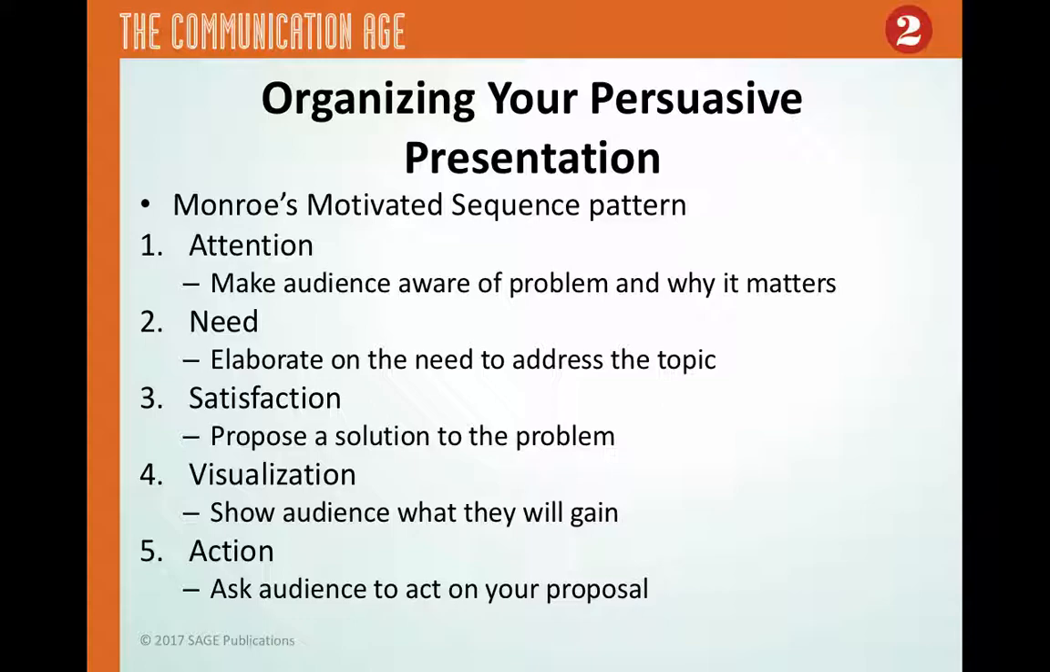So to go over the body one more time, you've got your need, main point 1. This is a problem. This is why it's a problem. Let me show you the evidence that it is a problem. Main point 2, satisfaction. This is how we fix the problem. This is my idea for how the problem can be solved. Main point 3, visualization.